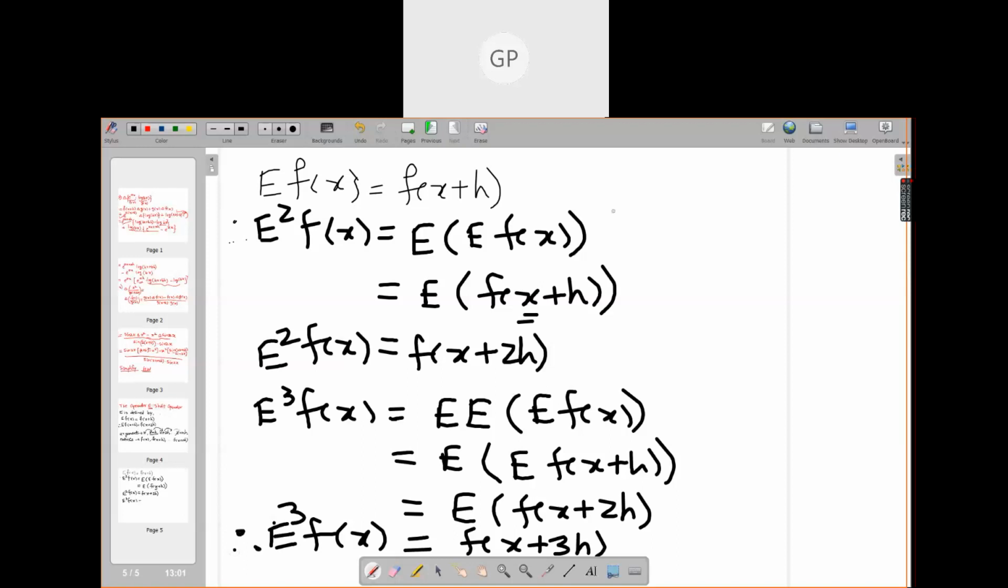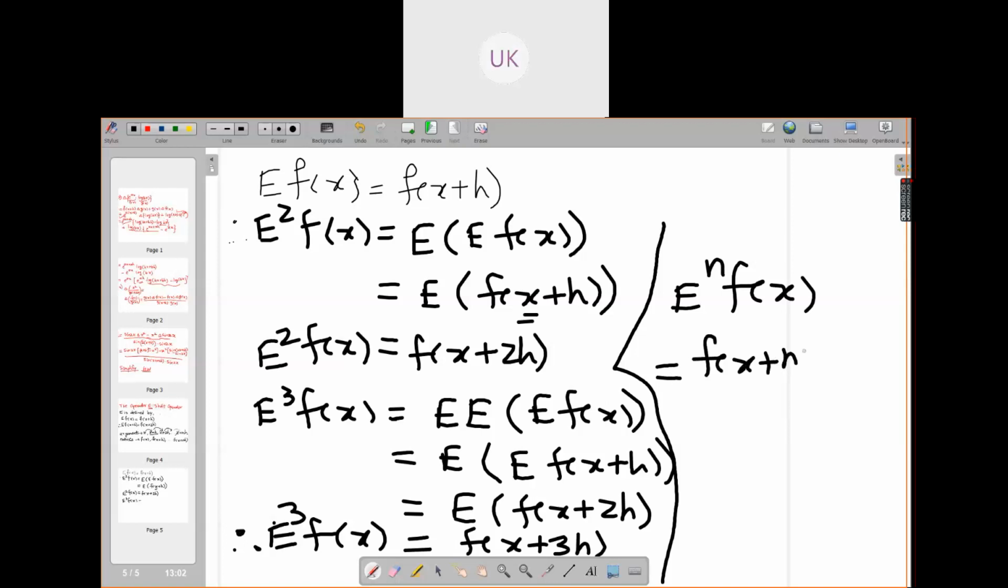So in general, can you tell me what is E raised to n fx? F of x plus nh. Correct. So this is called the shift operator E.